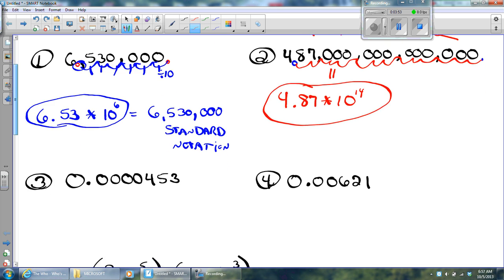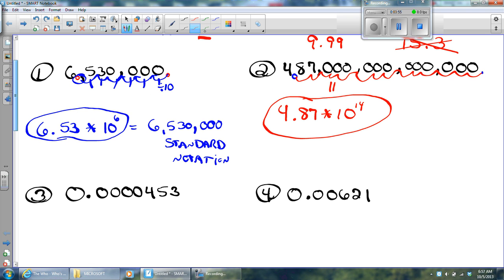Let's go down. How about these? I've got these numbers that are smaller than 1. I see the decimal point, but I want the decimal point to be here. Well, to get that decimal point to move, I'm not going to divide by 10. I'm going to multiply by 10. So multiply by 10, multiply by 10, multiply by 10, multiply by 10, multiply by 10. Looks like I multiplied by 10 1, 2, 3, 4, 5 times. So I have this 4 and 53 hundredths number.